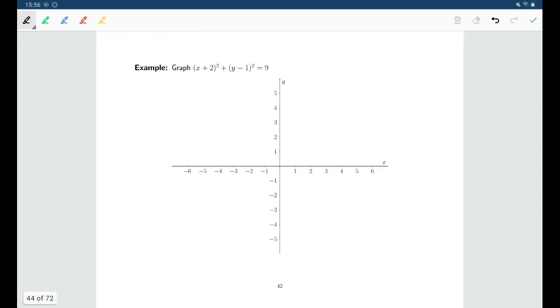So we'll do this here. If we're thinking about this equation that we have, (x plus 2) squared plus (y minus 1) squared equals 9, that's the same thing really if you're thinking about it as (x minus negative 2) squared plus (y minus 1) squared equals 3 squared. In other words, our center should be at (-2, 1).